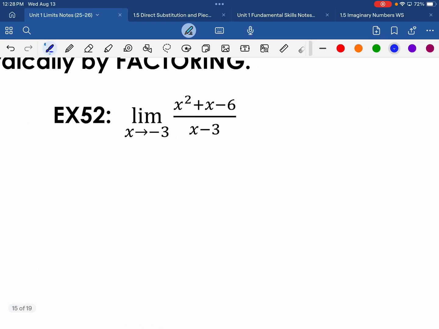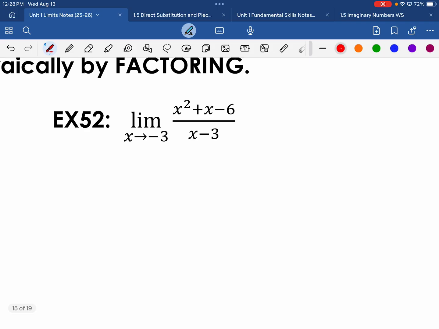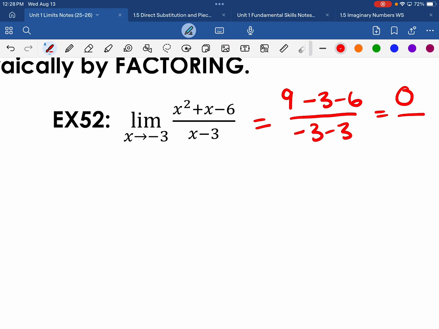All right, so on this next one, when you directly sub into the top, I get negative 3 squared, which is 9, minus 3 minus 6. What's that going to be? 0. When you put negative 3 into the bottom, you get negative 3 minus 3, which is negative 6. So is this the indeterminate form? No. Your answer is just 0 over negative 6, which is 0.